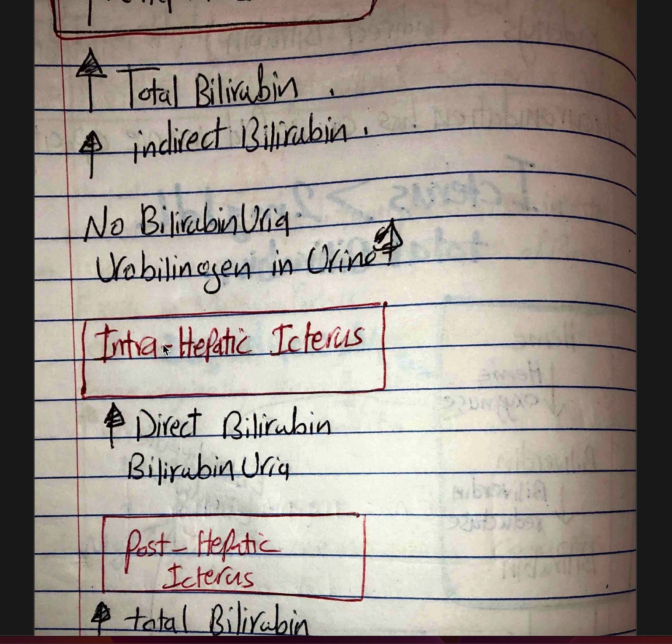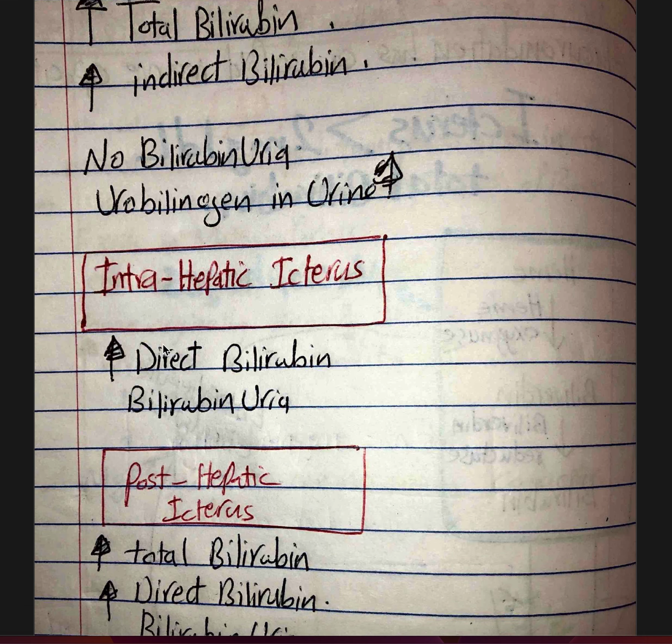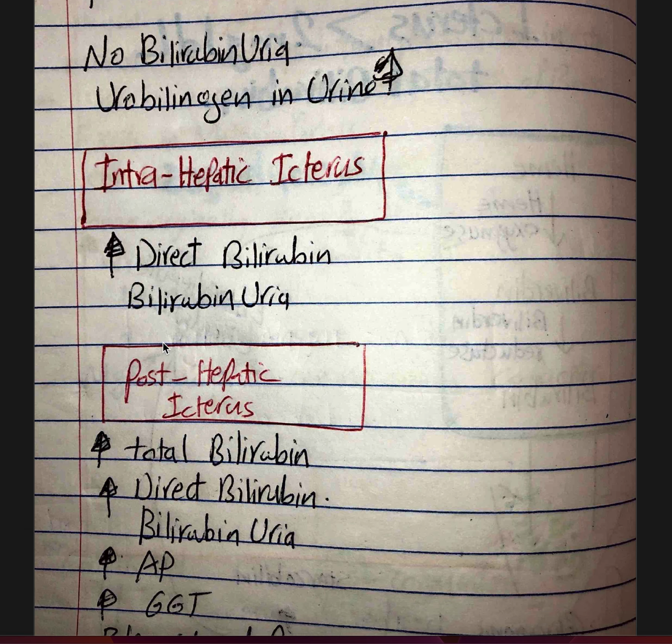In intrahepatic icterus, direct bilirubin increases. So if it increases, then the bilirubin will appear in the urine. Posthepatic, that is an increase.